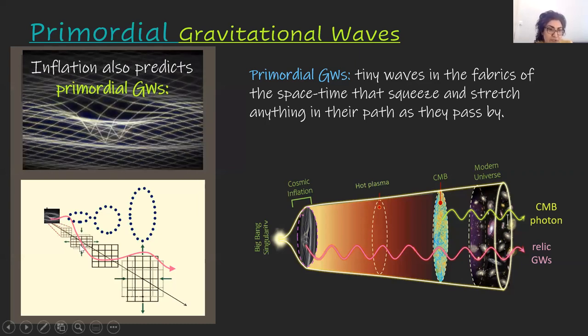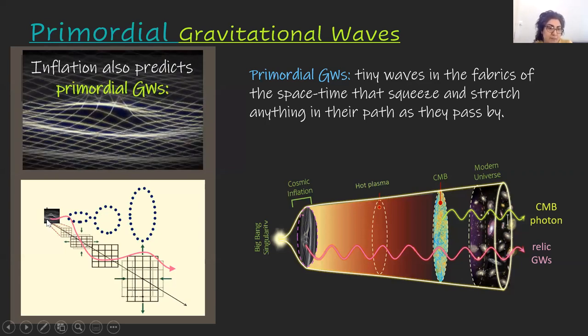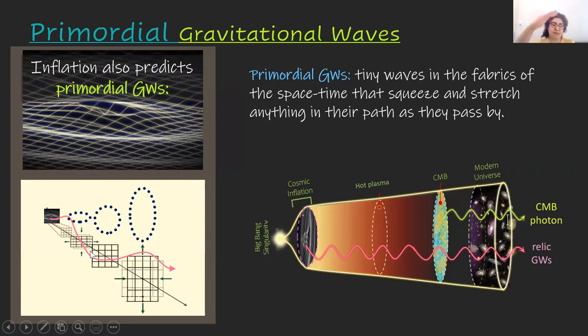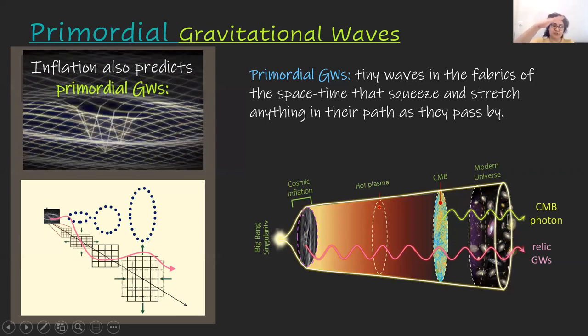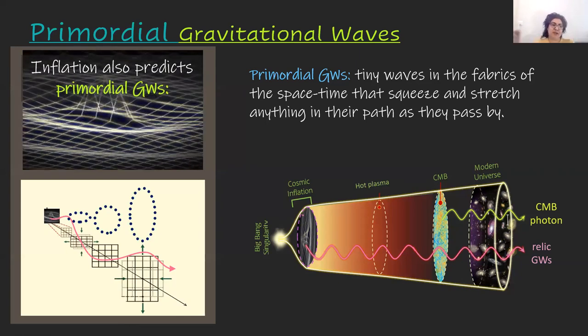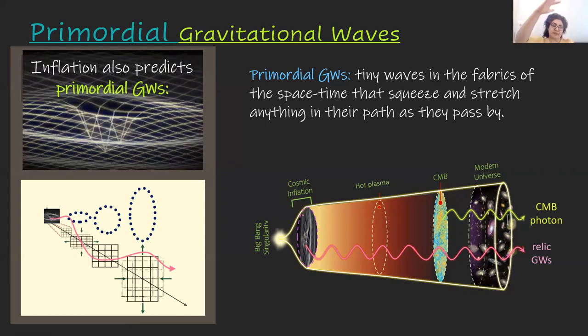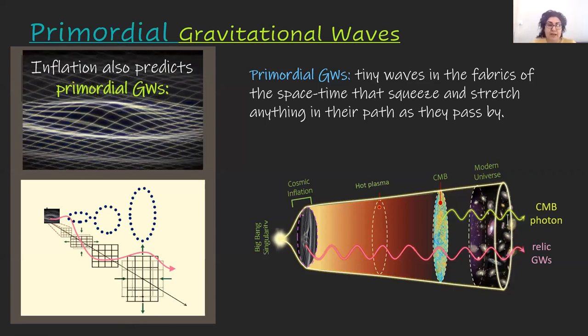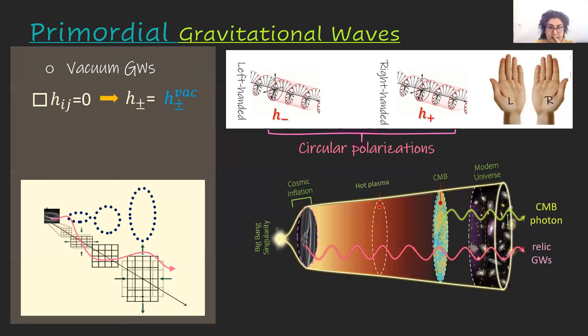So here, for example, you see that when they pass through, in some direction they squeeze, in the other direction they stretch, and then it happens the other way around. And these are actually given by a very simple field equation, that simply box h_ij equals zero. And this h_ij is the gravitational wave that I told you about. This h_ij is a 3x3 matrix with two dynamical degrees of freedom.